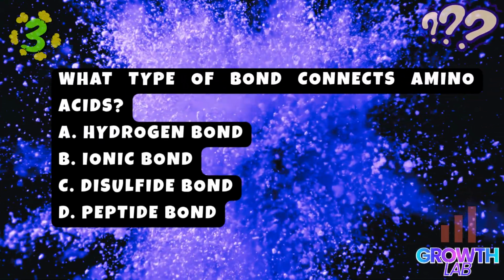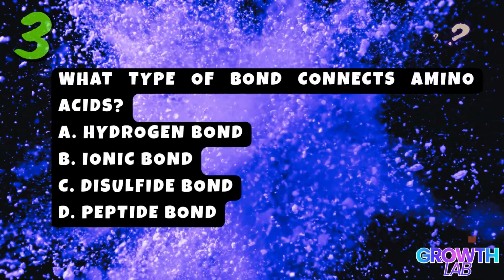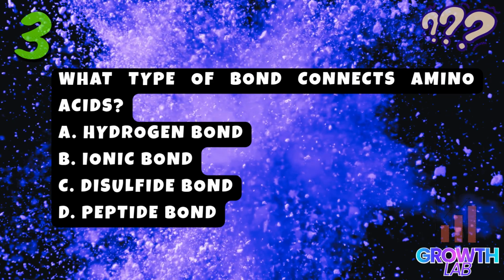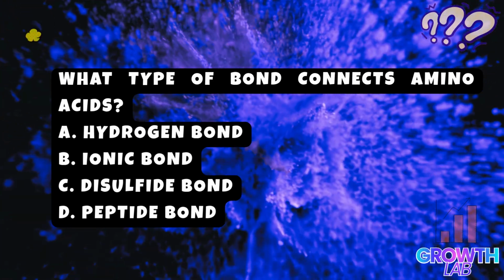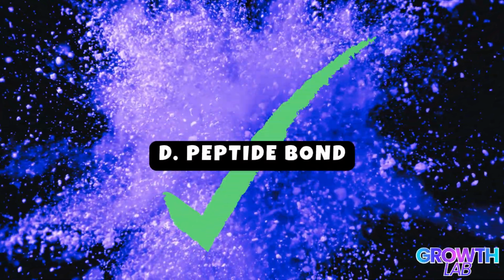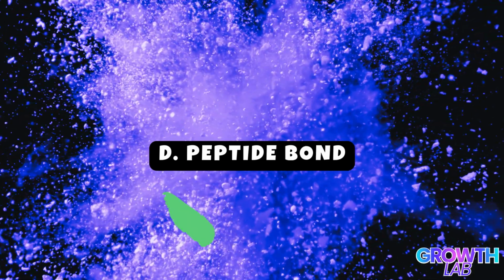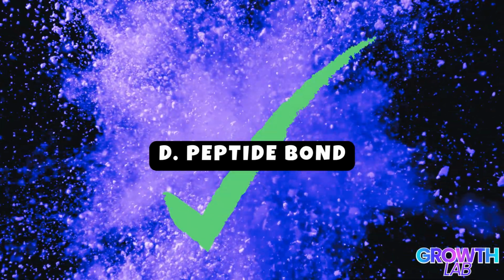Question 3. What type of bond connects amino acids? Answer options are: Option A, hydrogen bond. Option B, ionic bond. Option C, disulfide bond. Option D, peptide bond. Correct option is option D, peptide bond, because peptide bonds link amino acids into chains.